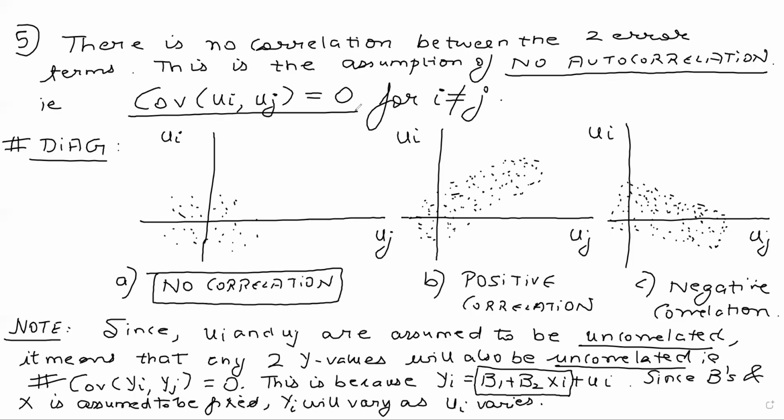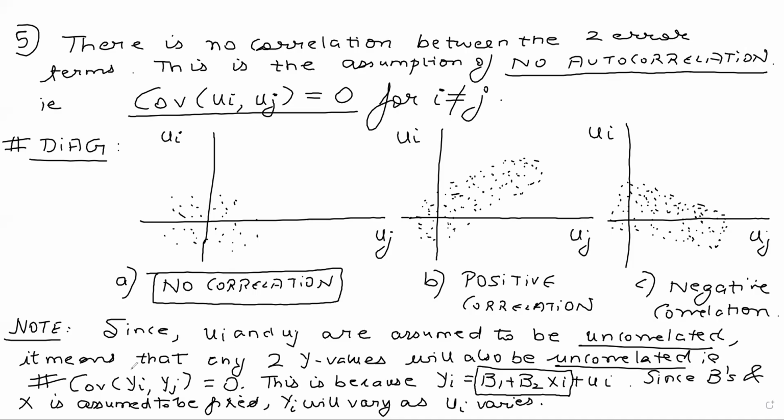Because for x1, u1 is a random variable. For x2, u2 is a random variable. For x3, u3 is a random variable, and so on. So when I say that covariance of ui uj is equal to 0, ui comes from xi, uj comes from xj. So the x's are different in this case.